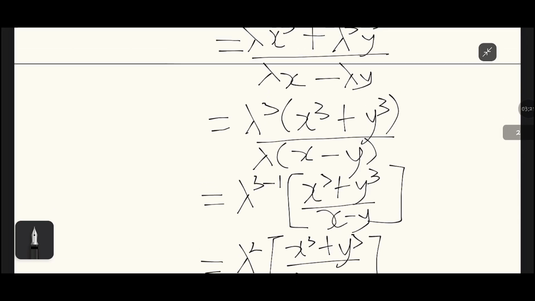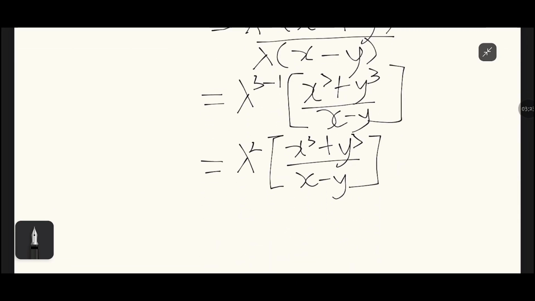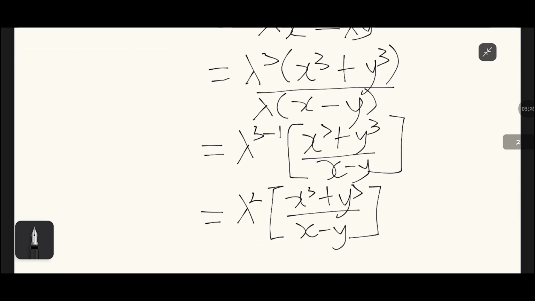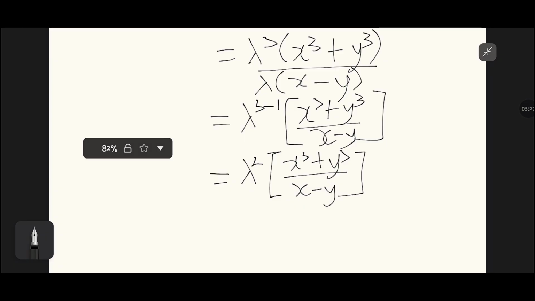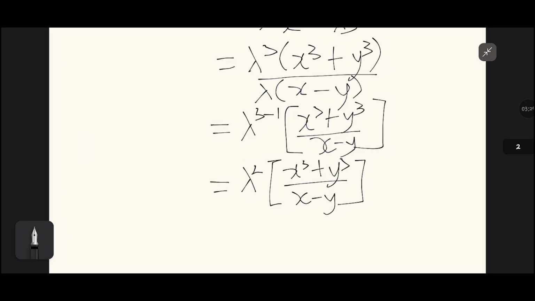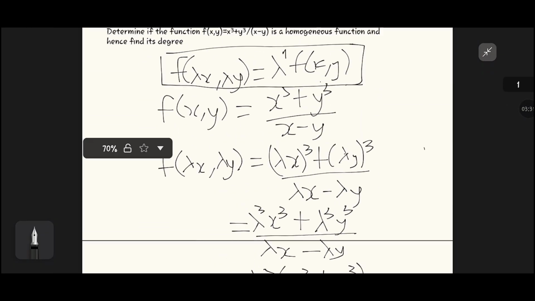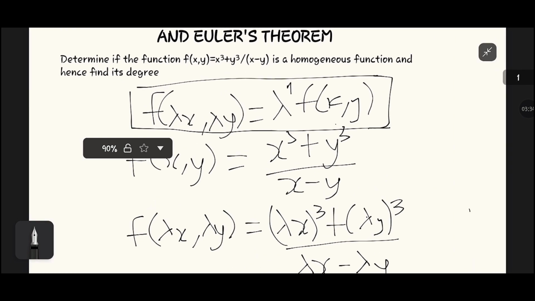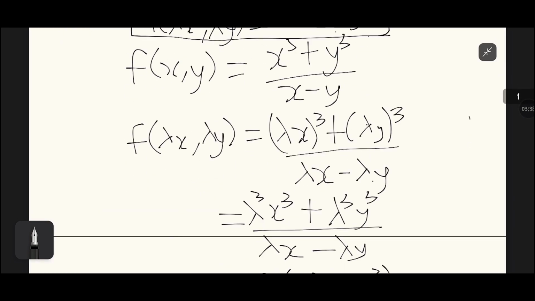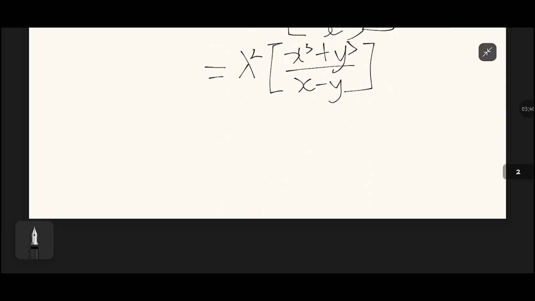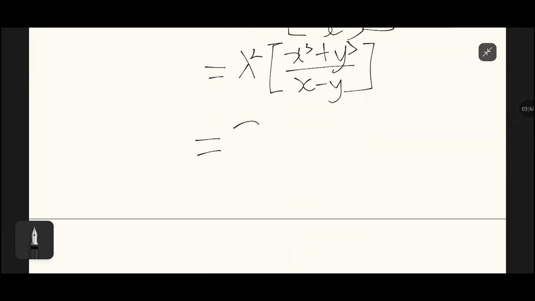We have our lambda squared and we have the original function, which is (x³ + y³)/(x − y). So we have been able to prove that this function is a homogeneous function. And what is the degree of the function? The degree of the function is 2.